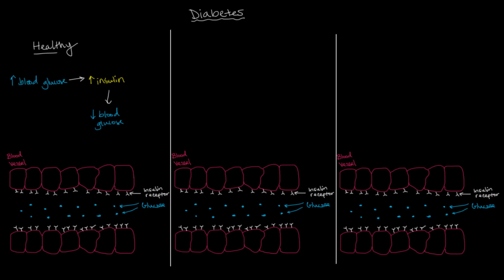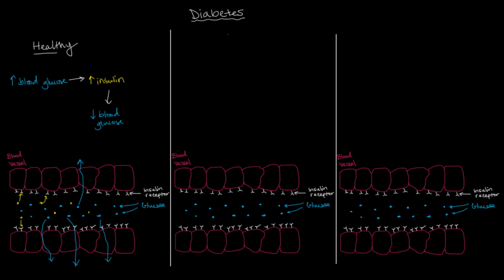Okay, so we have a little diagram here, and each of these red blobs is a cell of the blood vessel. In blue, of course, is glucose, and the insulin receptors are in white. Again, in a healthy individual, there will be a release of insulin from the pancreas when there are really high levels of glucose in the blood. That insulin will bind to these insulin receptors, allowing the glucose to go through the blood vessels and be utilized by the tissues. So this is in a healthy individual.